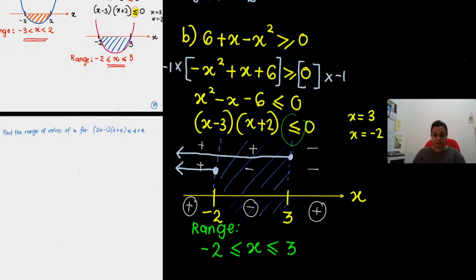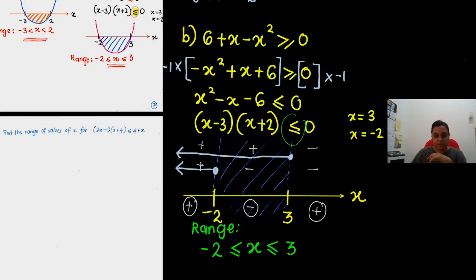So far, any question? Is it clear? Anything that you want to ask from question A and B? Because next, I'm going to show you question C. And then we're going to do this entire 3 questions again, and we're going to do it using the table method. Okay, we have a question.